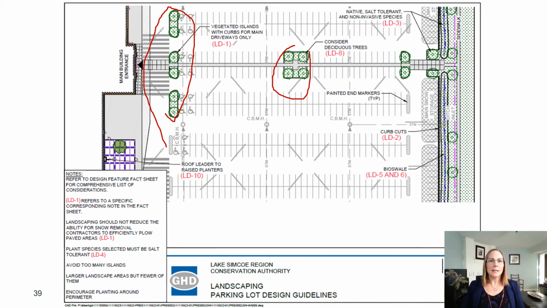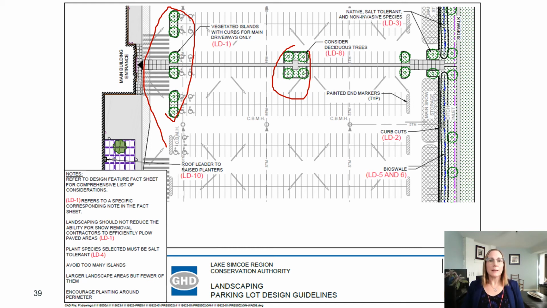And the type of vegetation that you use should be carefully considered. You should obviously give preference to salt-tolerant native plants where you can, particularly in the vegetated islands, filter strips, and swales that are going to be receiving a lot of that runoff water. And the guidelines actually include a list of some commonly used salt-tolerant plants.